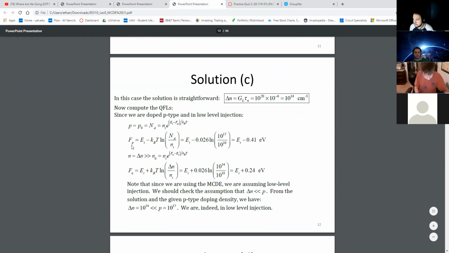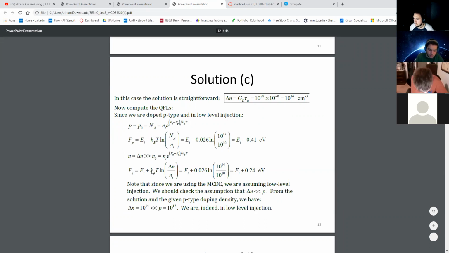In my opinion, it's more helpful to write them in this format where you're solving for your Fp or your Fn, as opposed to the other way where they left the Ei on the side and everything. So these are the equations that I would use. It's just this portion right here, this portion and this portion.